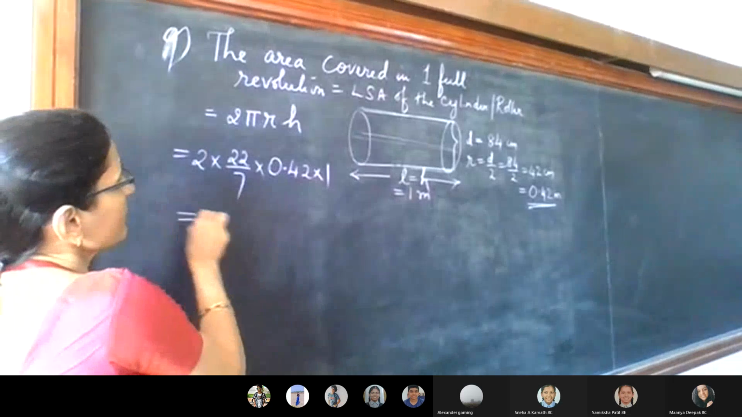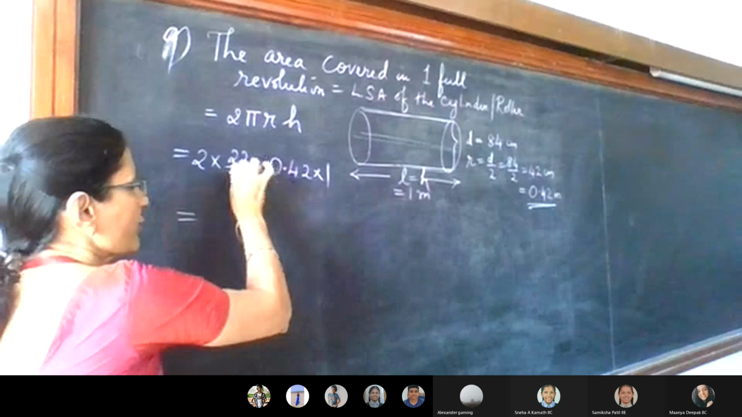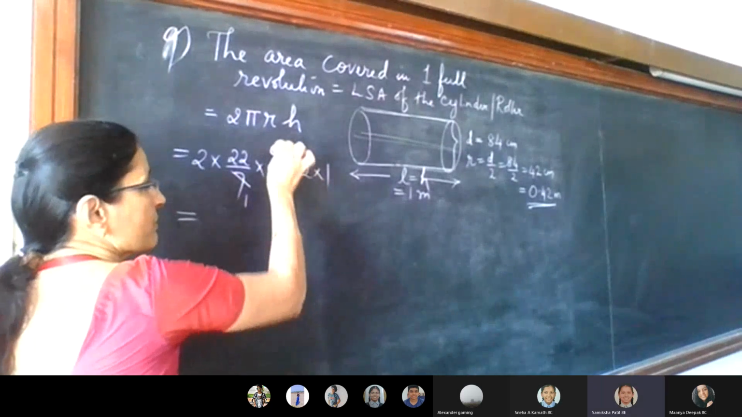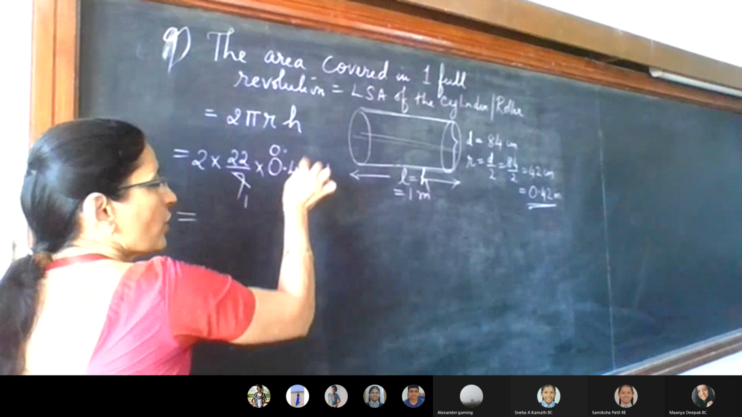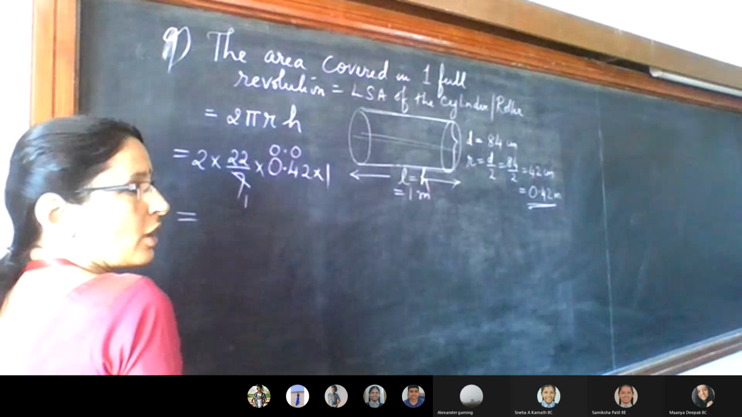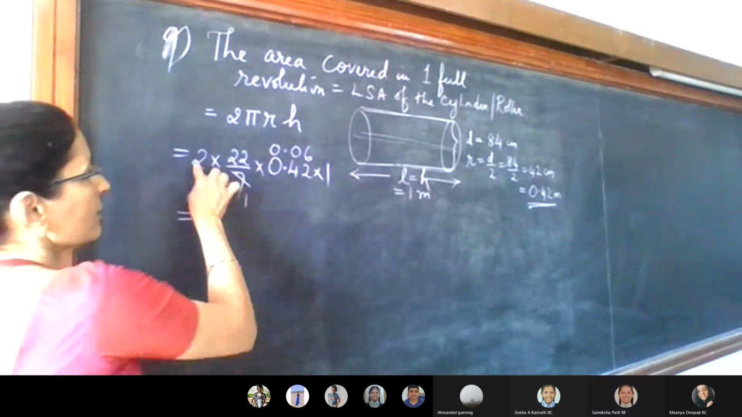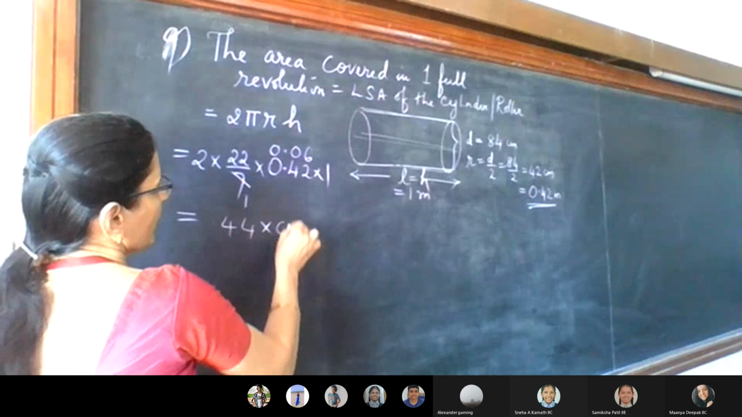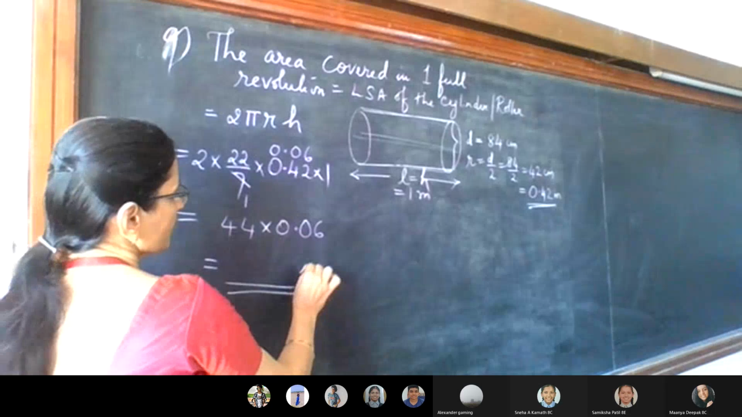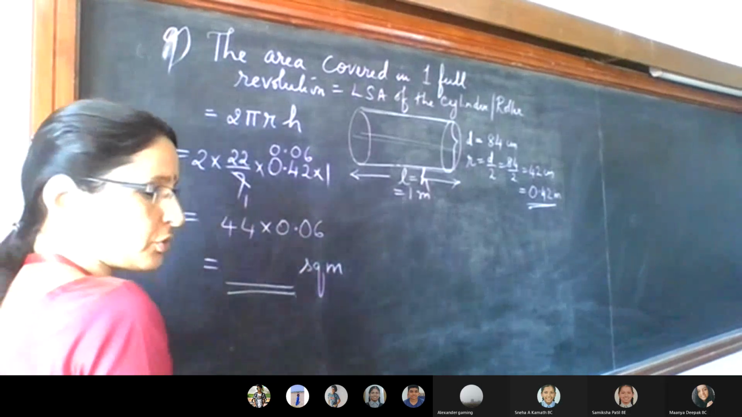Correct? So now cancel. How to cancel? The decimal point should be taken care of. 7 ones are 7, so 0 times it goes. Then 4 also is not getting divided, so 0. Then how many times? 0.06. This is 44 into 0.06. Calculate it. We converted into meter, so the unit is square meter.